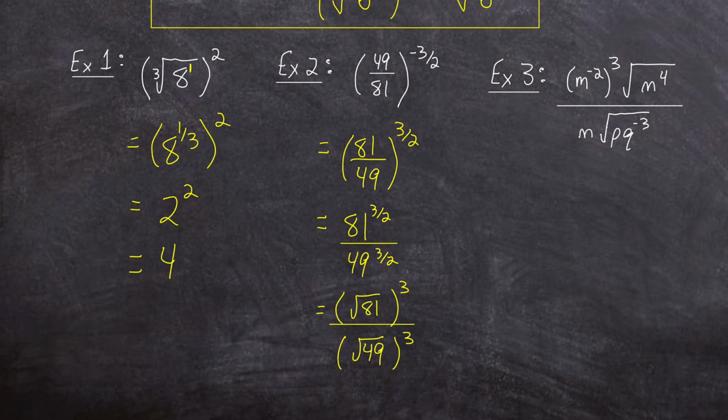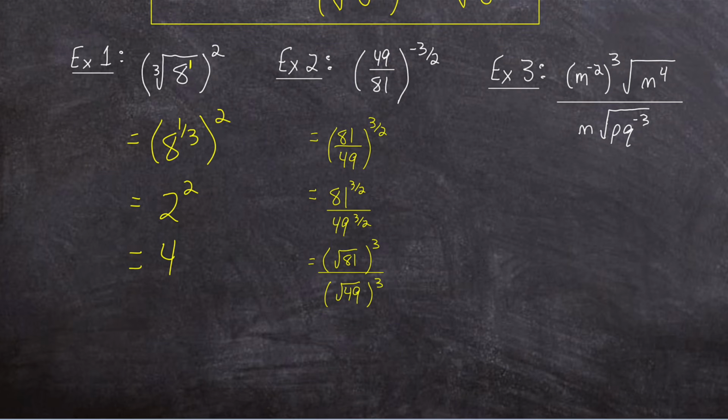But let me start by making a bit more room so I can do that. So I know what I have here is a 9 being cubed, which is 729. And what I have here is a 7 being cubed, which is 343.